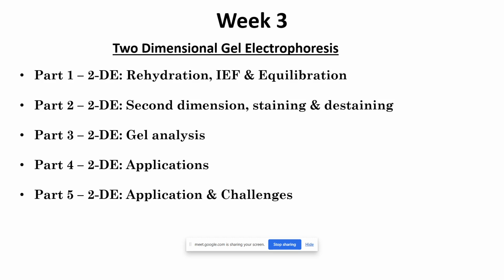In the first lecture of week 3, Sir majorly talked about two-dimensional electrophoresis. As it is two-dimensional, the first step is isoelectric focusing, and the second step is SDS-PAGE. So how exactly the isoelectric focusing steps are done, what rehydration is, how we perform the experiment, then we do equilibration, etc. Part one is about the first dimension majorly. Part two is about the second dimension, which is the SDS-PAGE running. And then once those two experiments are done, how exactly staining and destaining are done.